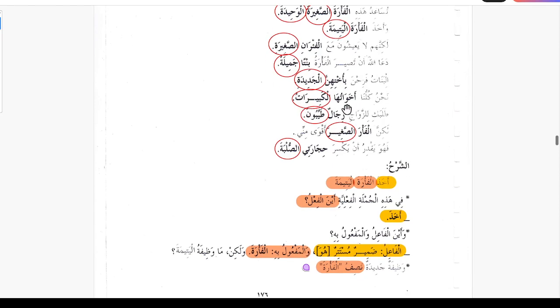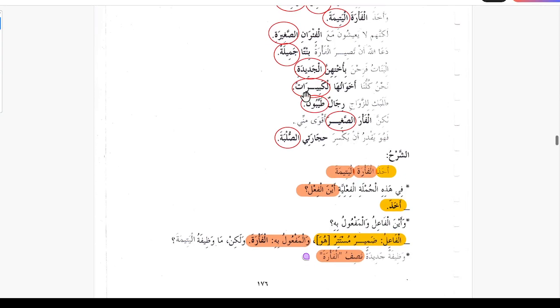Nahnu kulluna akhwatuha al kabiratu. We, all of us, are her older sisters. Similarly, kabiratu is the adjective for akhawatu. So this is rafa, and this is rafa. This is marifa. This is also marifa, but again we can't see al here because it is mudaf. And it is plural.